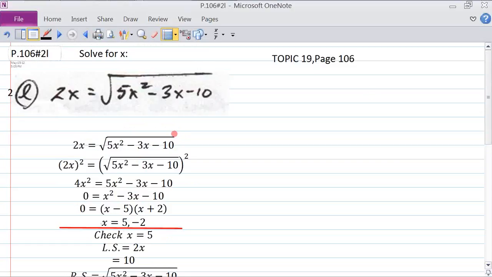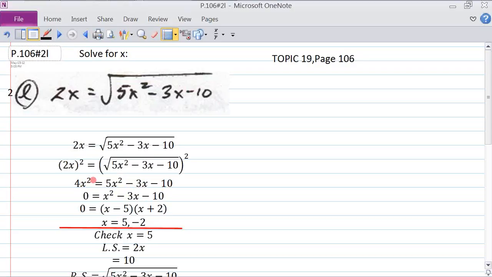So here you can see I have 2x equals this, and the easiest thing to do is just rewrite this first of all and then square both sides, because squaring both sides I'm going to get rid of that root sign here. So 2x squared is 4x squared. This square here and the root sign in a sense cancel each other, and I'm left with what's under the root sign, 5x squared minus 3x minus 10.